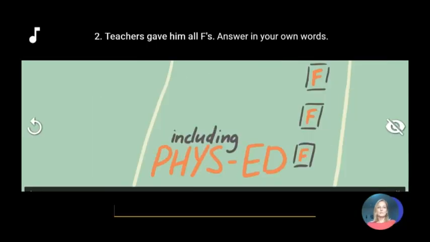Okay, the second one. Teachers gave him all Fs. I hope you know what F is. It's actually the worst grade, the worst mark that you can get in school. So it's jedinica. Okay, so teachers gave him all Fs. Think about this sentence. There are two objects, so we can make two passive sentences.